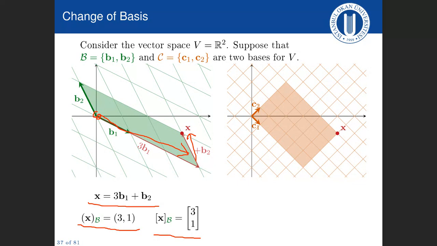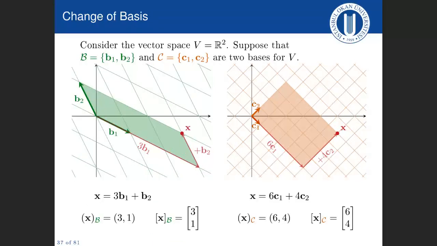Now let's look at the right-hand picture and do the same thing. How many c1s and how many c2s do we need to go from the origin to x? I need 6c1 plus 4c2 to get from the origin to the vector x. So x is 6c1 plus 4c2. The coordinates of x relative to the basis c are 6, 4. And there are 2 different ways to write this, depending on if we want a row vector or a column vector.